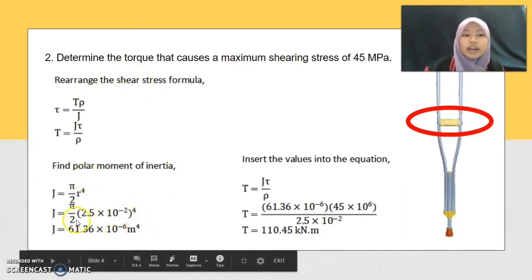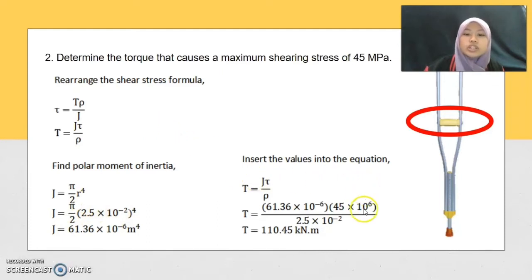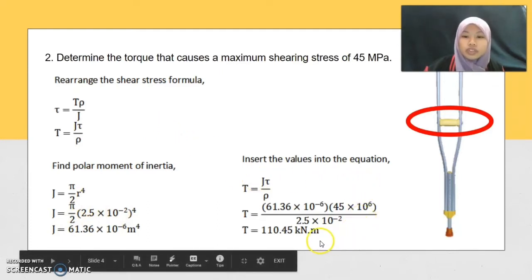After we have found the J, we can insert the value into this equation to find the torque value, which is 110.45 kilonewton meter.